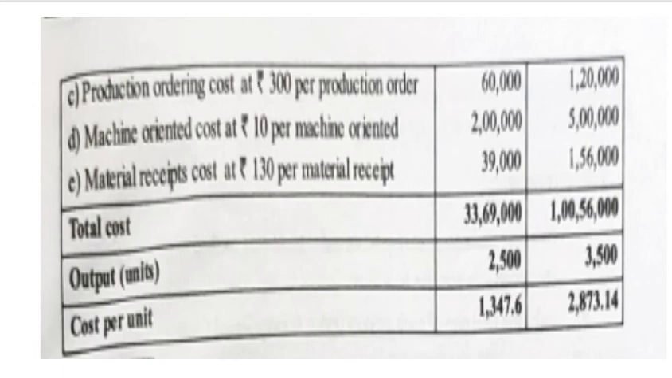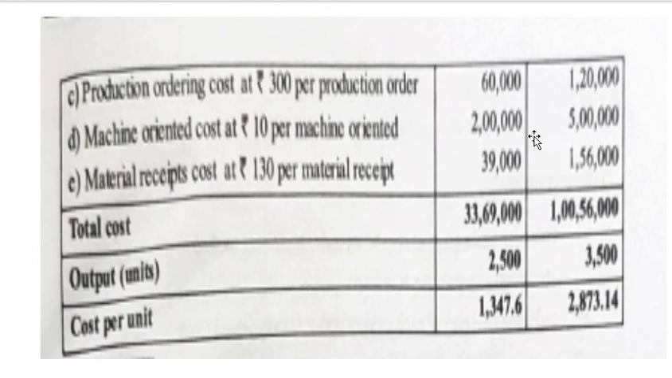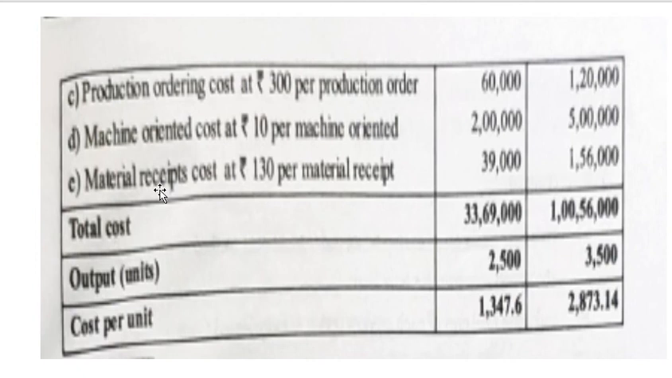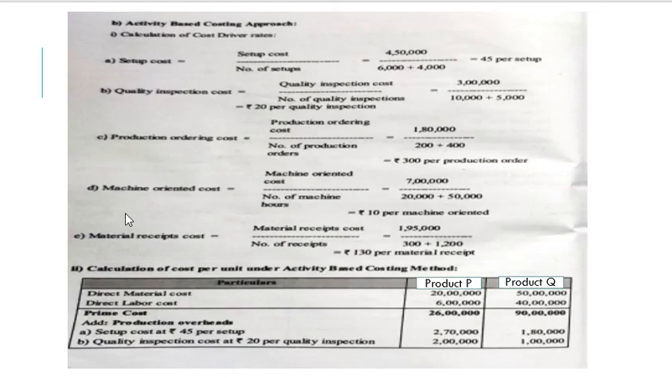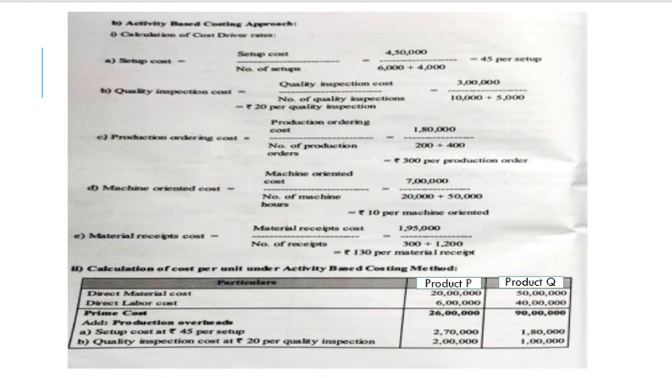And the next activity is machine oriented cost, which is 20,000 for P and 50,000 for Q, and the cost per machine oriented activity is rupees 10. So rupees 10 into 20,000 will give you 2 lakh, and rupees 10 into 50,000 will give you 5 lakh. So the next activity is material receipt cost, which is rupees 130 per material receipt, and for P it is 300 and for Q it is 1,200. So 300 into 130 will give you 39,000, and 1,200 for Q into 130 will give you 1,56,000.